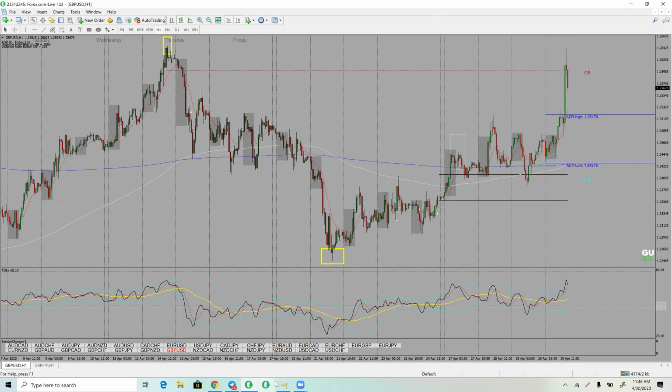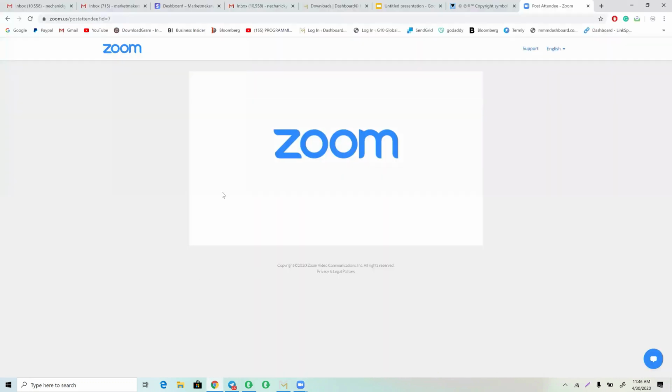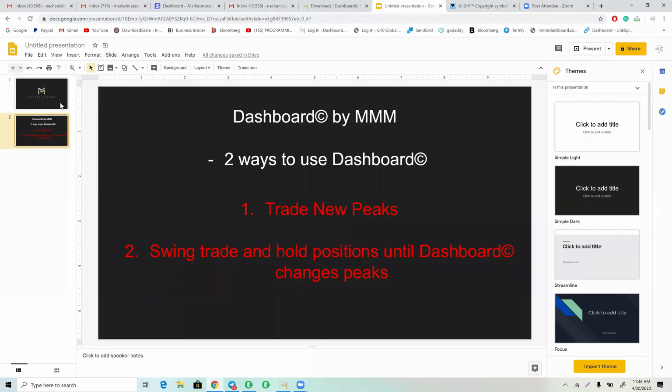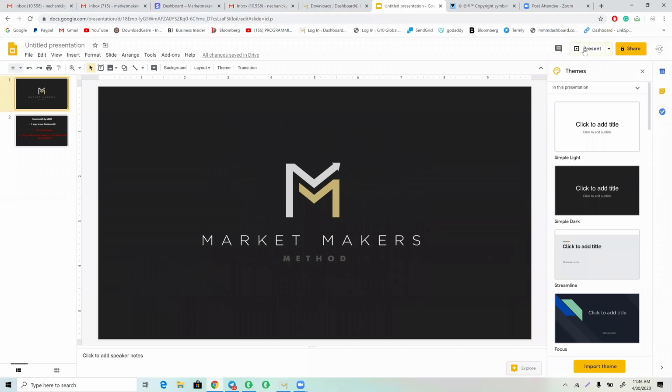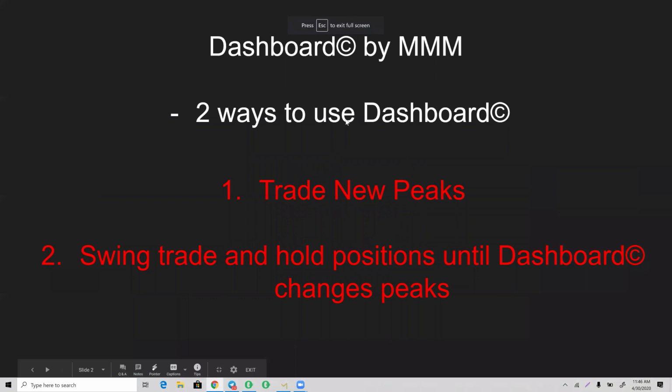And what I mean, let's come right here, and let me just show you something quickly. Dashboard by MMM, two ways to use the dashboard. Number one, which I've already explained, is we can trade new peaks, which seems to be the starting point and the way of how to enter a trade, right? How to get into the position is you just look for new peaks.